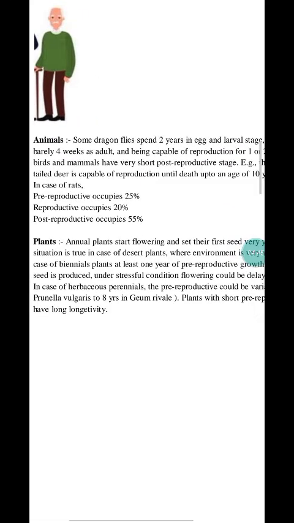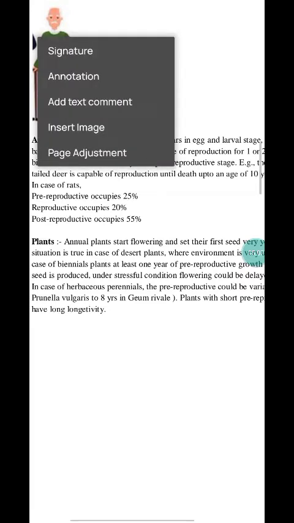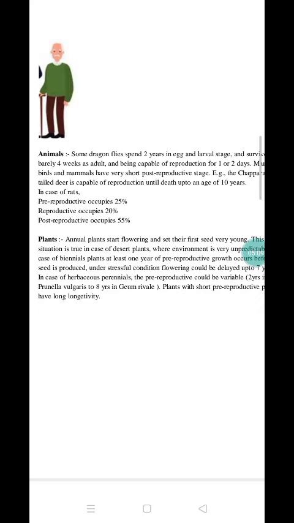In the case of animals, certain dragonflies can spend about 2 years in their egg and larval stage, and their reproductive age is about 4 weeks, and their post-reproductive stage is again lesser. In the case of the chaparral-tailed deer, we find that the reproductive stage goes up to their death, meaning there is no post-reproductive age, and up to the age of 10 years the deer can reproduce.